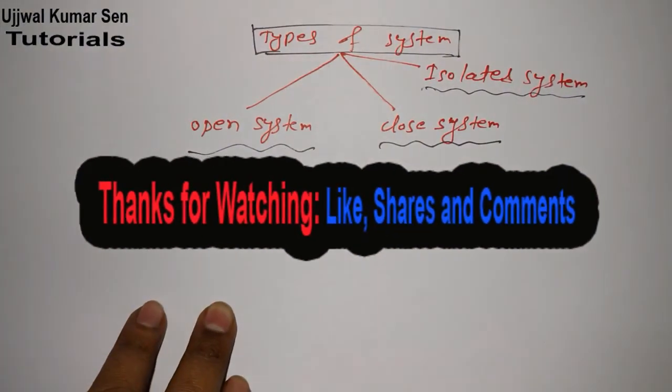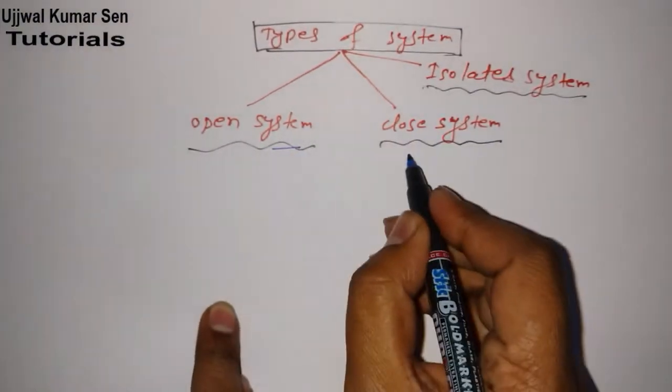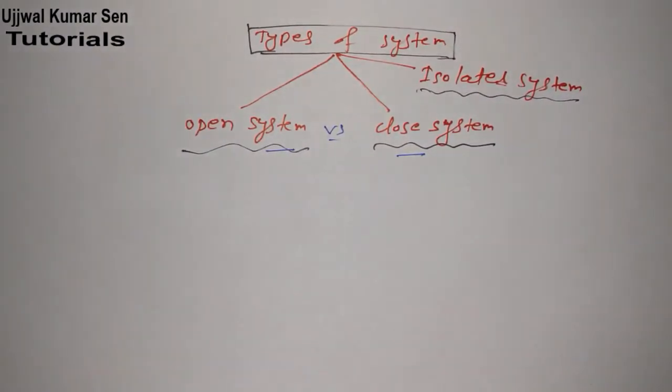In this video tutorial, I'm going to share with you types of system, and only two systems I'm going to share with you, and of course the difference between open system and closed system. Alright, so basically before sharing the difference between open system and closed system, let me share with you the types of system. What are the types of system basically? There are three types of system: open system, closed system, and isolated system.